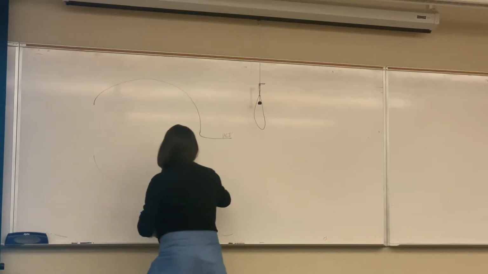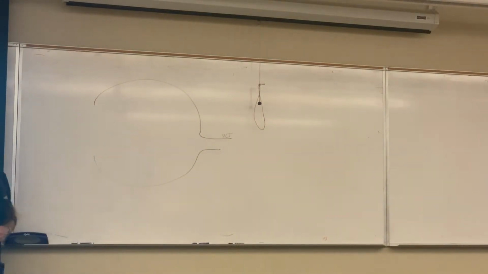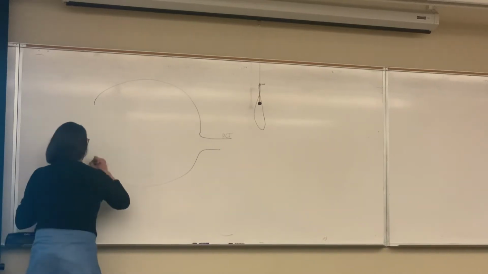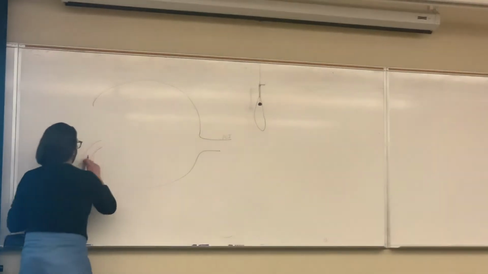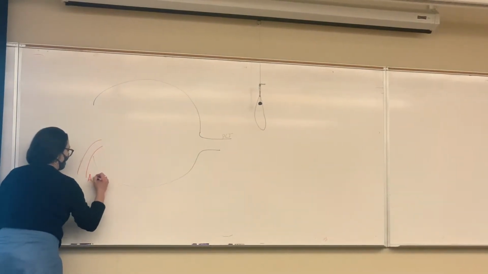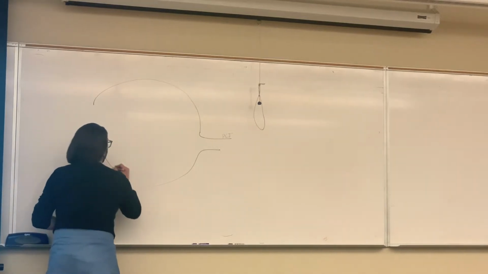So this thing right here is Bowman's capsule or the glomerular capsule. And then we're going to draw blood vessels bringing blood into and out of the glomerulus. So we've got the afferent arteriole bringing blood in, and I'm going to abbreviate this as AA. Okay, afferent arteriole. And then we've got the glomerulus here.